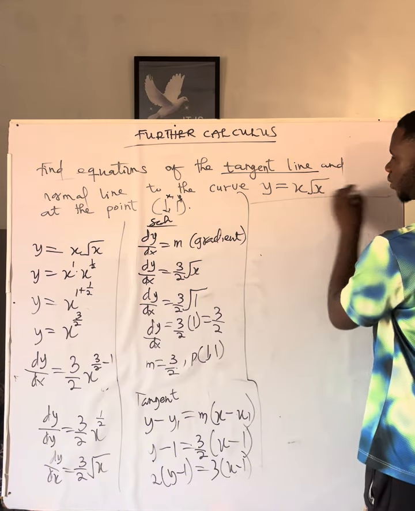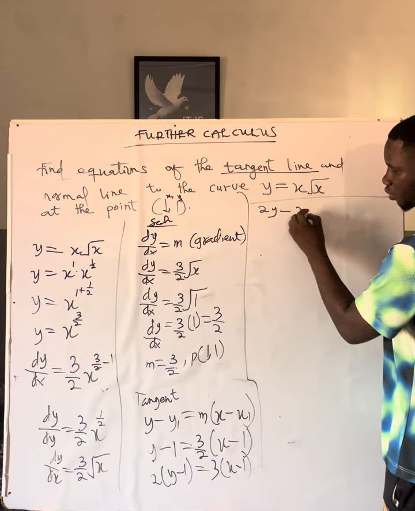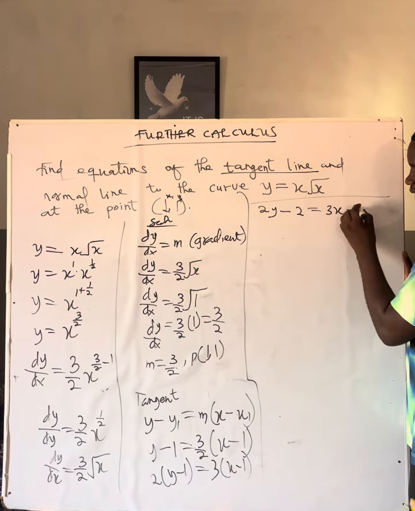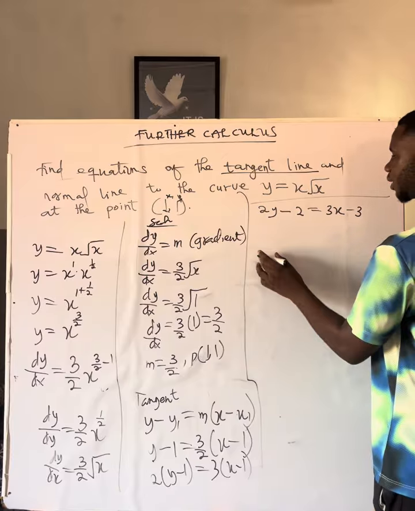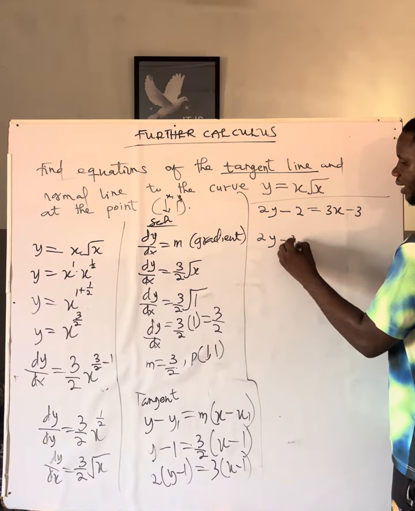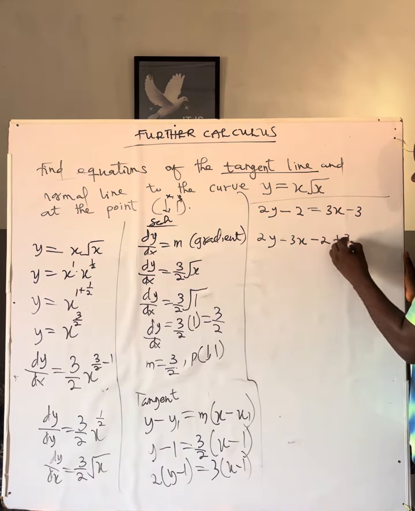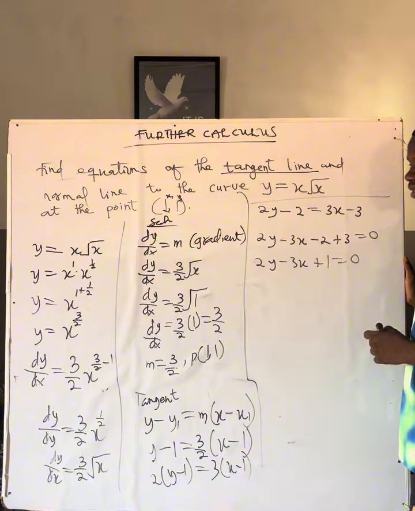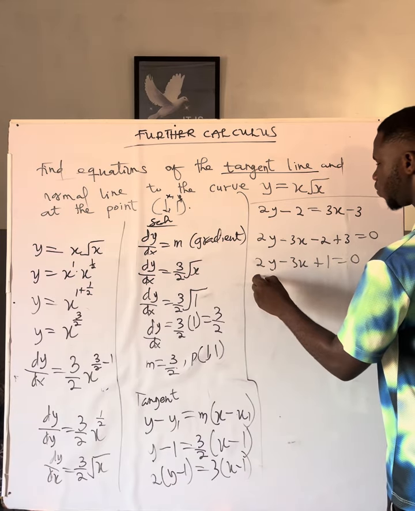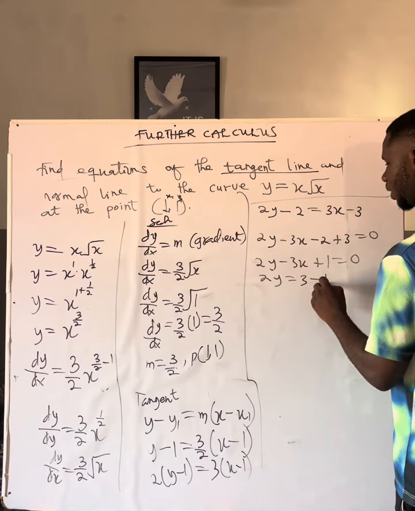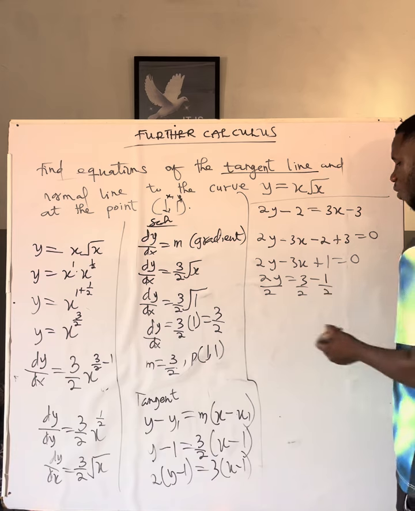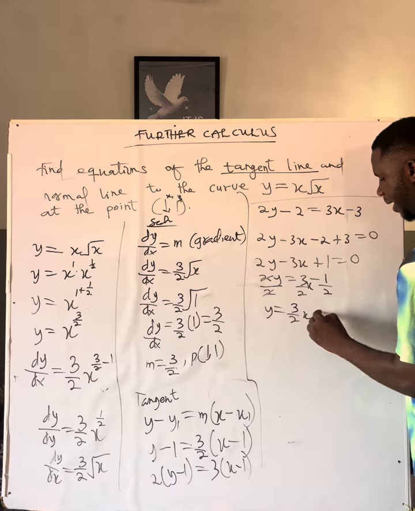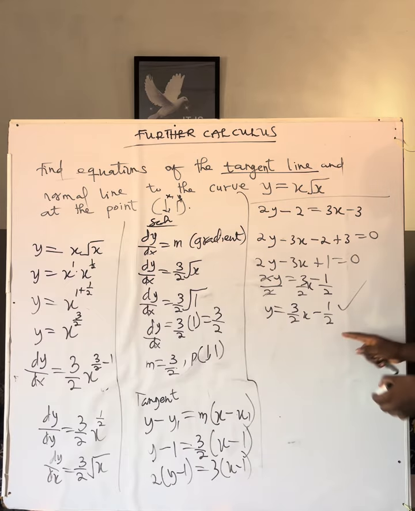So let's multiply through to check our final results. 2 times y will give us 2y. 2 times 1 will give us 2, so minus 2, equals 3 times x will give us 3x. 3 times minus 1 will give us minus 3. So let's arrange them. We are going to get 2y minus 3x minus 2 plus 3 equals 0. That will give us 2y minus 3x plus 1 is equal to 0. Or you can further make y the subject. That will be 2y is equal to 3x minus 1. Then you divide all the terms by 2. You are going to get y is equal to 3 on 2 x minus half.